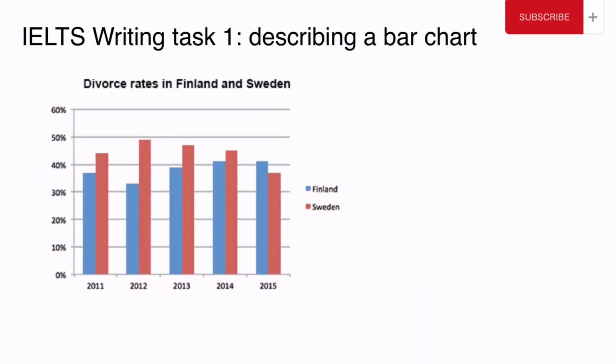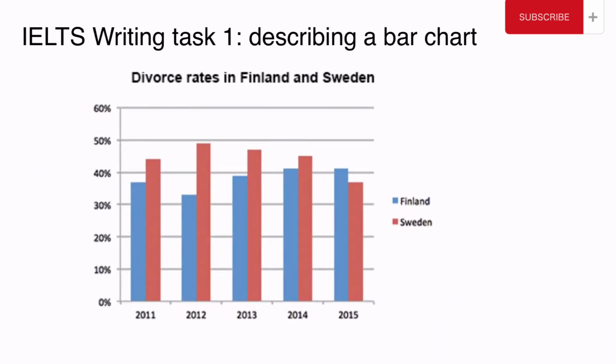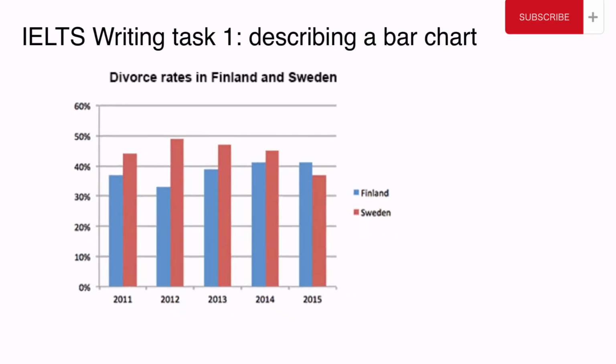Now let's look at the bar chart. What can we see? The name of our chart is Divorce Rates in Finland and Sweden. Down the vertical axis we have the percentages, and along the horizontal axis we have the years. Also, we can see that the information is provided for two countries. We've got Finland in blue and Sweden in red. That is our bar chart.